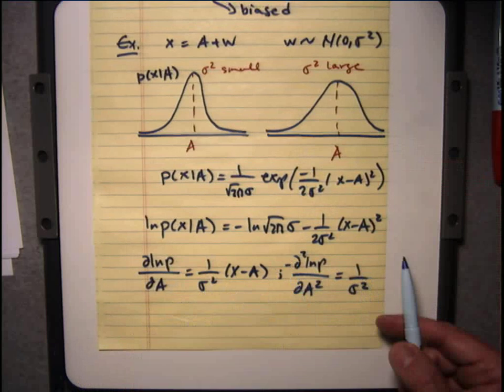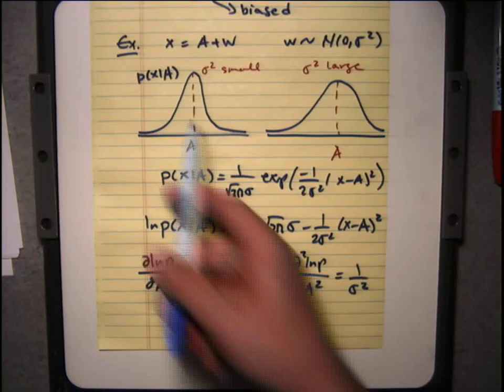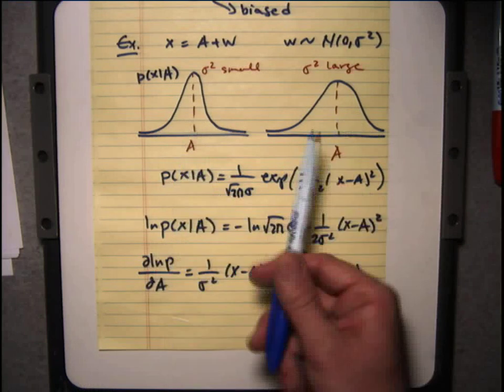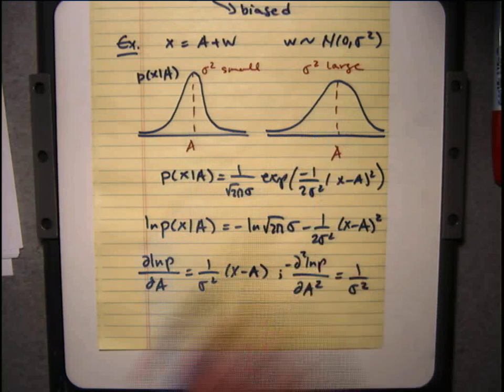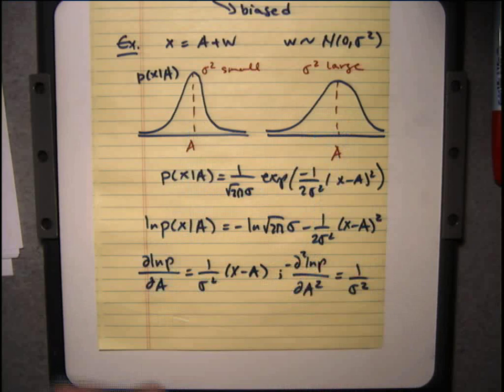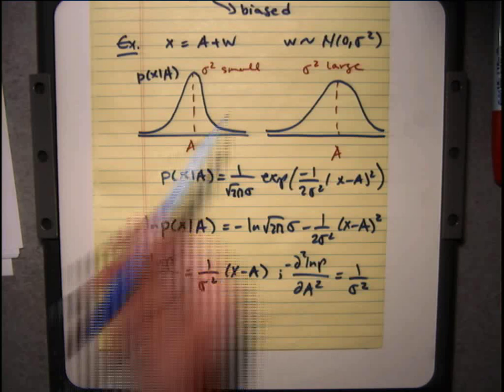All right, so now going back to these two pictures. In which situation do you think it is easier to estimate the parameter A? In which case would you get a better estimate of the parameter A given your data point? Obviously, in the case where the noise is small, right?